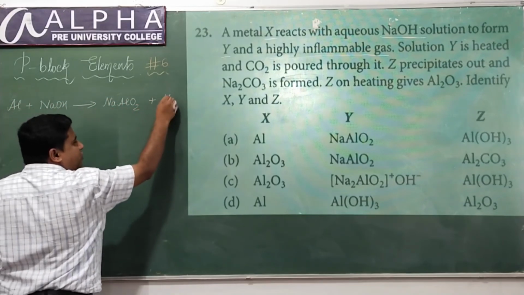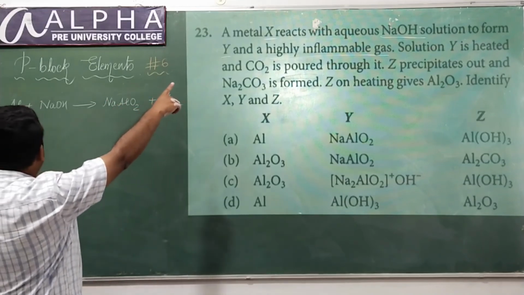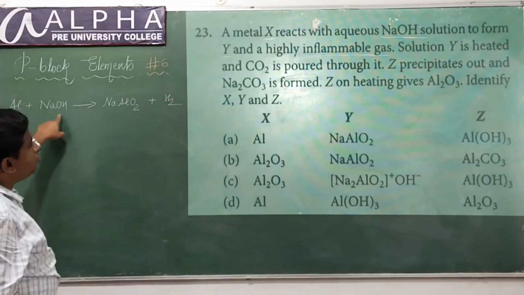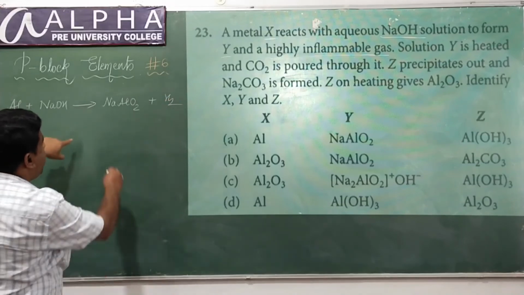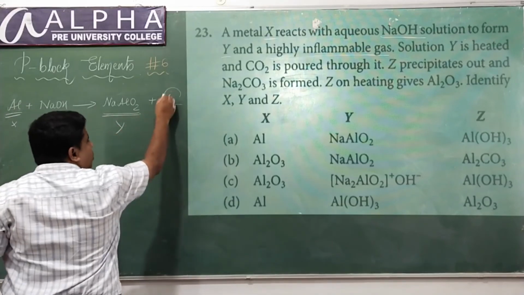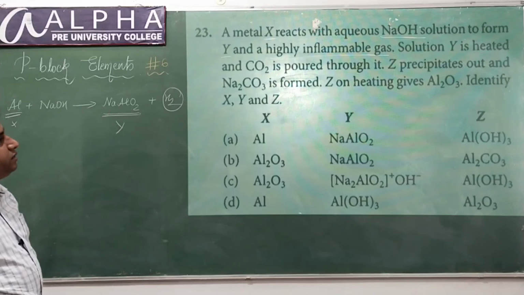NaAlO2 with the liberation of which gas? Hydrogen gas. Observe, understand the question. A metal X reacts with sodium hydroxide to form Y and a highly inflammable gas. We know hydrogen gas is a highly combustible gas. So what is X? Aluminium. What is Y? Sodium aluminate.